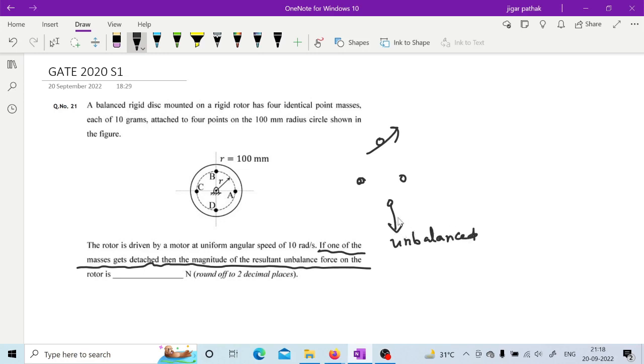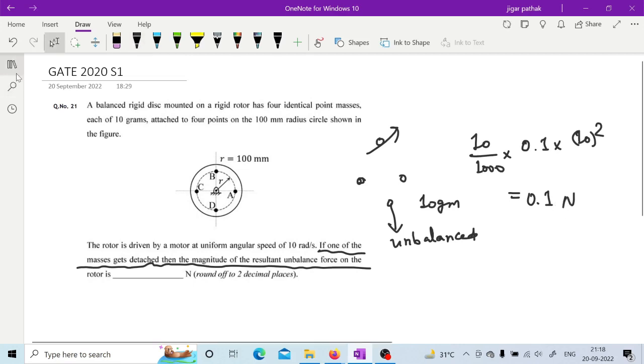So you need to calculate for this one mass, which is of 10 gram. Its radius is also given, right? 100 mm radius circle. So 10 gram is 10 by 1000 kilogram. Radius is given as 0.1 meter, and omega is 10 radian per second, m r omega square. This will be your answer. 0.1, right? Yes, so 0.1 Newton is your answer.